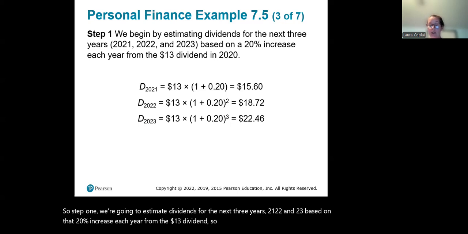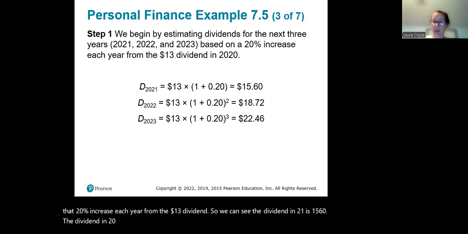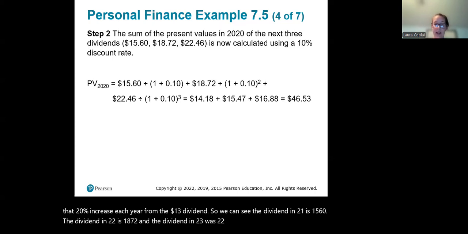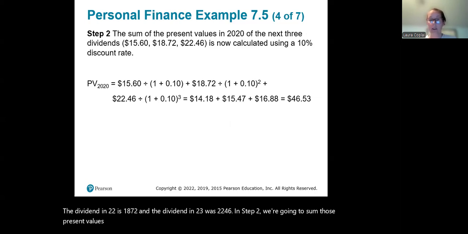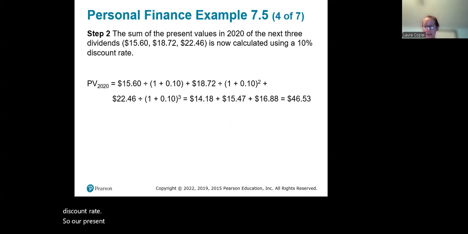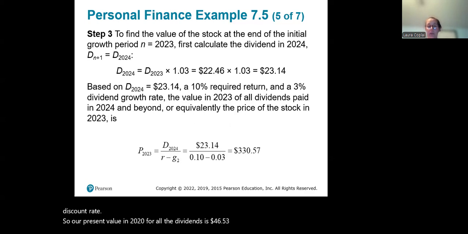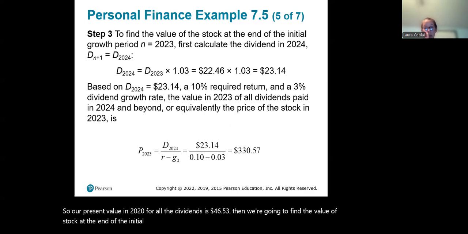So we can see the dividend in 21 is $15.60, the dividend in 22 is $18.72, and the dividend in 23 is $22.46. In step 2, we're going to sum the present values in 2020 of the next 3 years of dividends that we just found, using a 10% discount rate. So our present value in 2020 for all the dividends is $46.53.